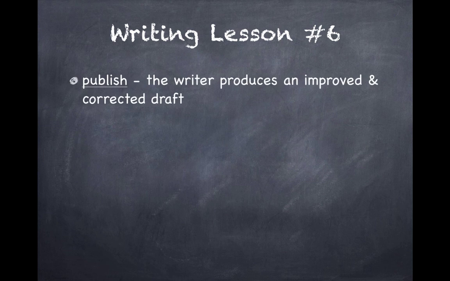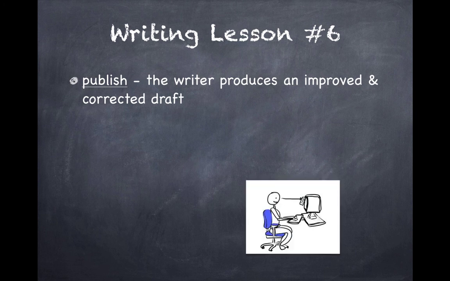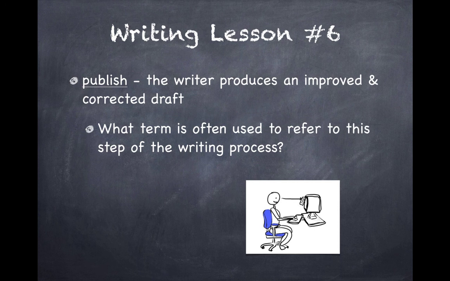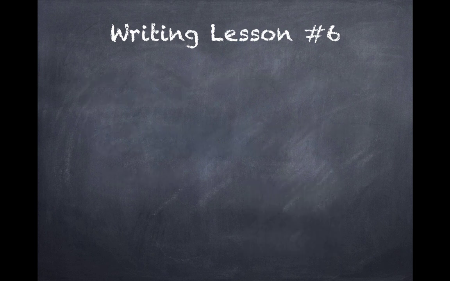Now, for other times that you might be doing a writing piece, you will have the last step of the writing process, which is publish. This is where the writer produces an improved and corrected draft. So that might be done a few different ways. But think about what term is often used to refer to this step of the writing process. Think about it. If the drafting stage was referred to as the rough draft, what is the publishing stage referred to? And that is final draft. This is often referred to as the final draft of a writing piece.